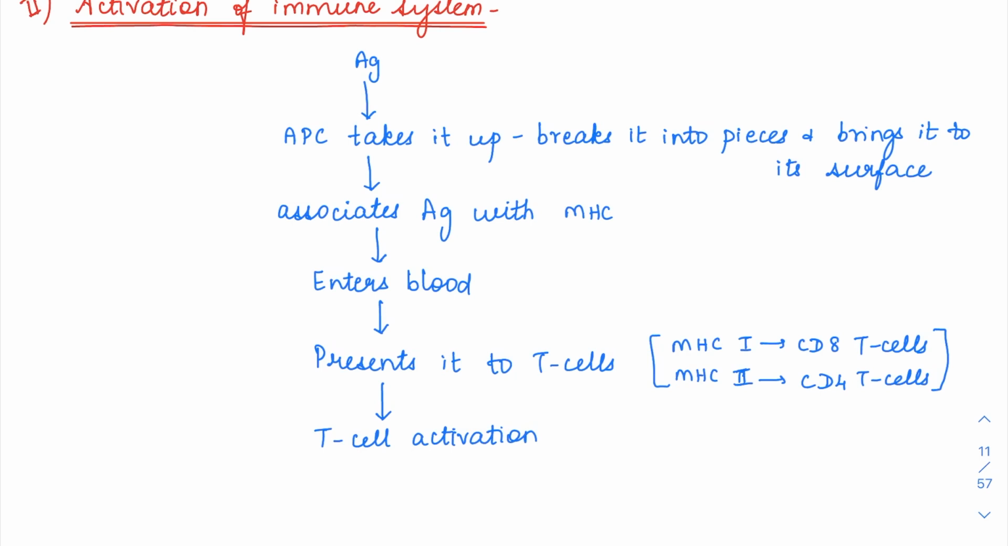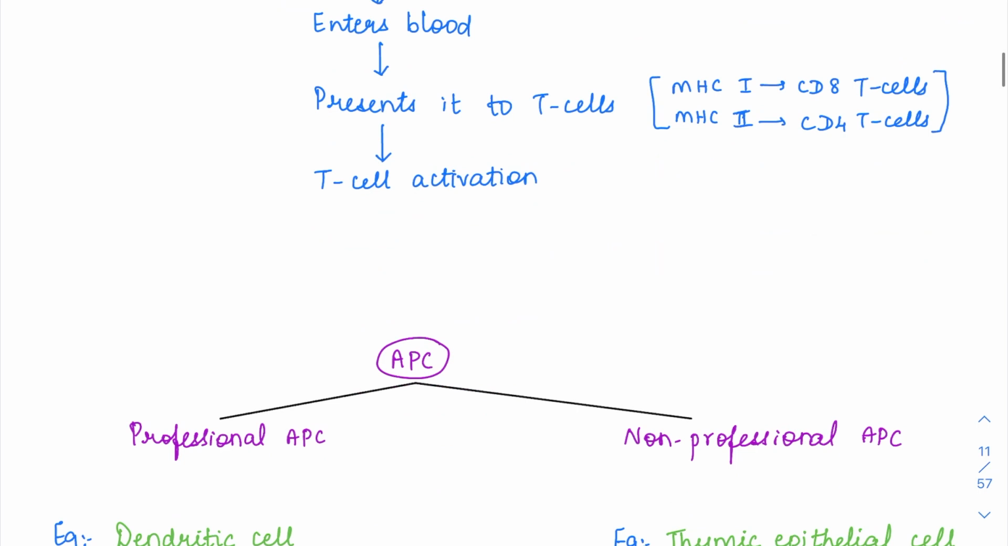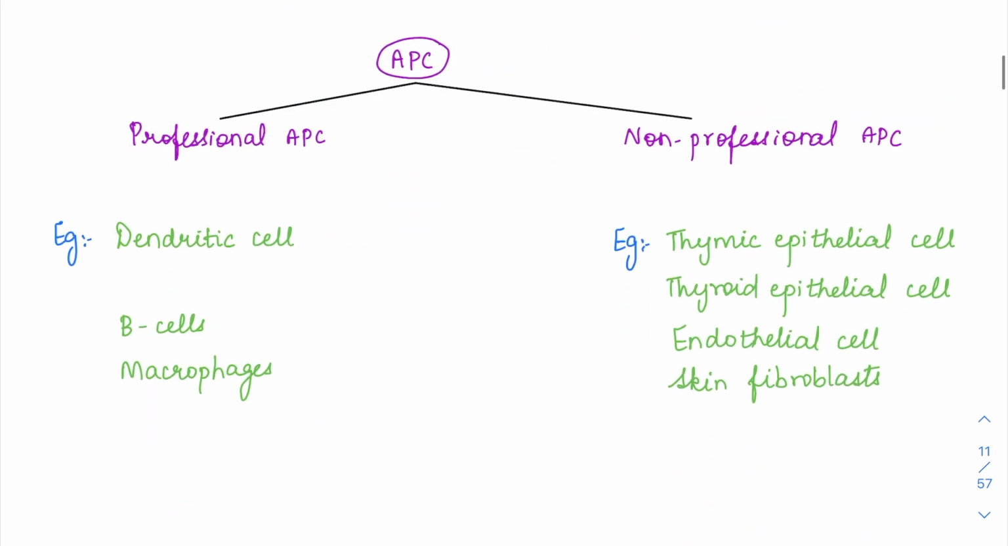Now with this MHC complex attached with this antigen, it is going to enter the blood and reach the T lymphocytes, to which it will present it. When it presents to the T cells, in the context of MHC1, it is going to present to the cytotoxic T lymphocytes, while in the presence of MHC2, it is going to present it to the CD4 positive T helper cells. That will again result in T cell activation. That much we had understood, right?